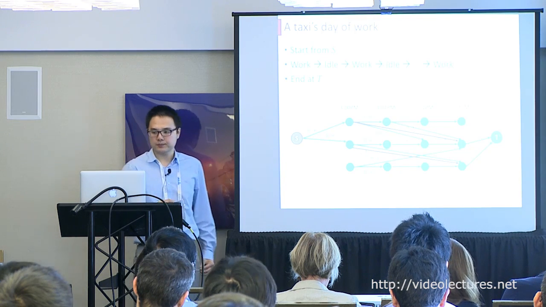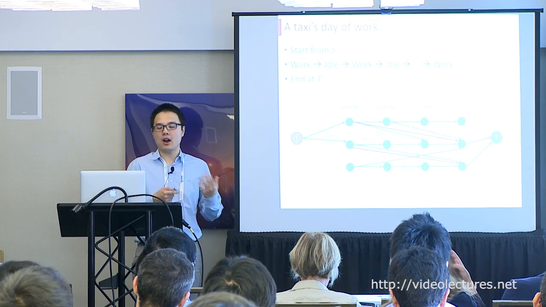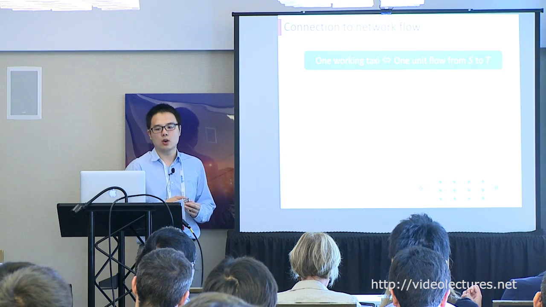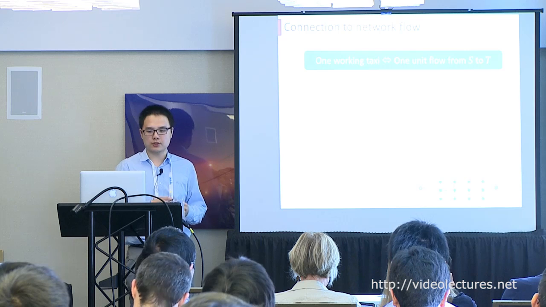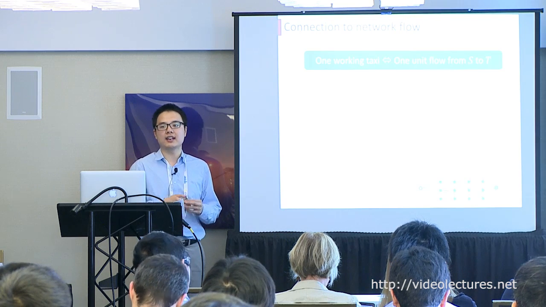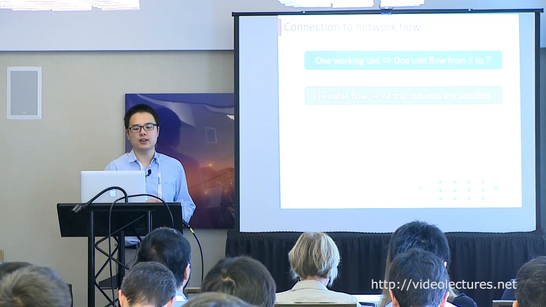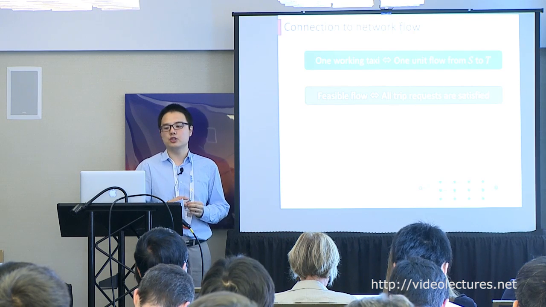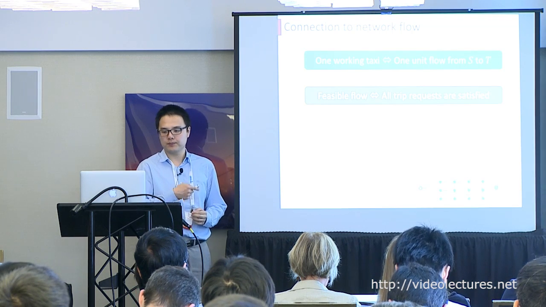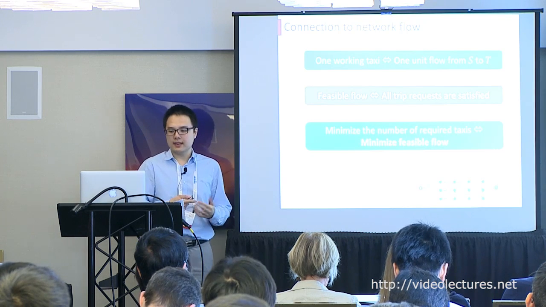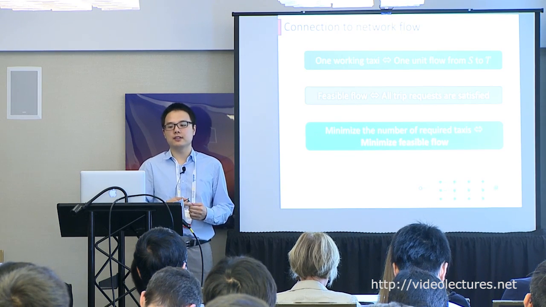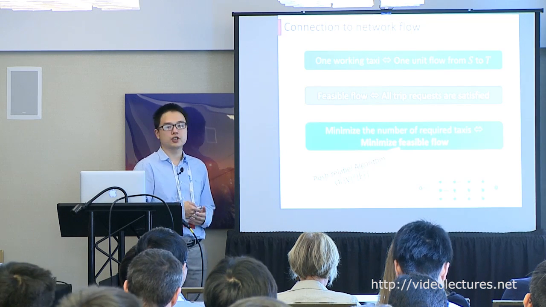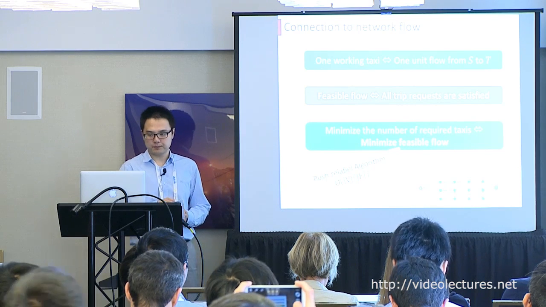So far, we have talked about the graph, but how does it connect to network flow? We have illustrated that one working taxi corresponds to a 1 unit flow from S to T and vice versa. It follows that a feasible flow in this graph network corresponds to a valid assignment in which all trip requests are satisfied. Then, minimizing the number of required taxis is equivalent to minimizing the feasible flow. Fortunately, we have off-the-shelf algorithms to efficiently solve this problem.